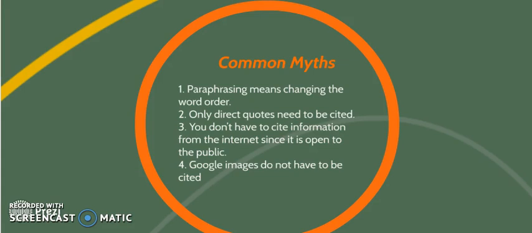The third myth states, you don't have to cite information from the internet since it is open to the public. This is also wrong. Once again, all ideas from any outside source must be cited, the internet included. The fourth myth states, Google Images do not have to be cited. This is also plagiarism. As we learned previously, all electronic media and images from outside sources must be cited.